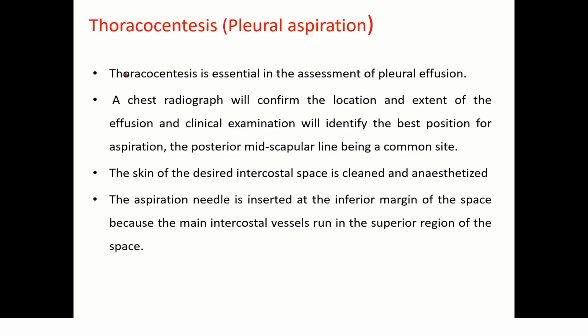So thoracocentesis is the pleural aspiration, essential in the assessment of pleural effusion and also in order to treat the pleural effusion. First we do a chest radiograph, which will confirm the location and extent of the effusion, and the clinical examination will identify the best position for aspiration. The best position is the posterior mid-scapular line, which is the commonest site. The skin of the desired intercostal space is cleaned and anesthetized. The aspiration needle is inserted at the inferior margin of the space because the main intercostal vessels run in the superior region of the space.